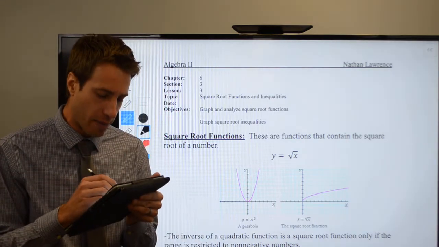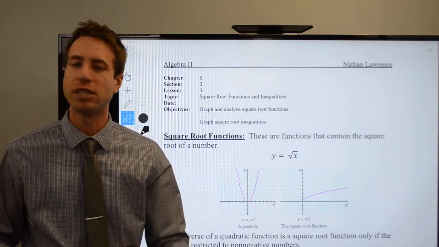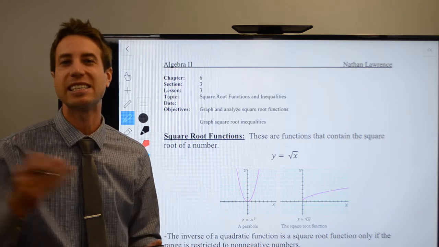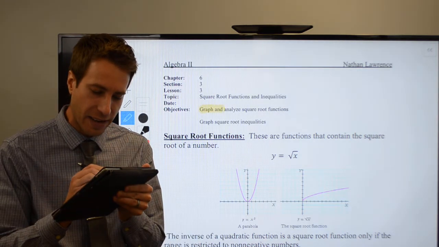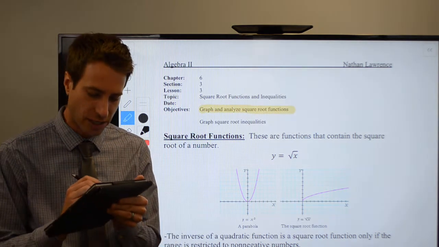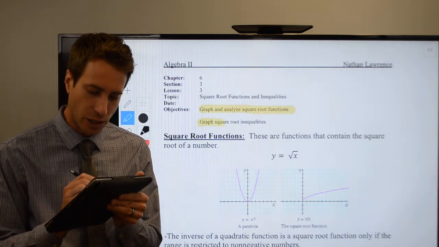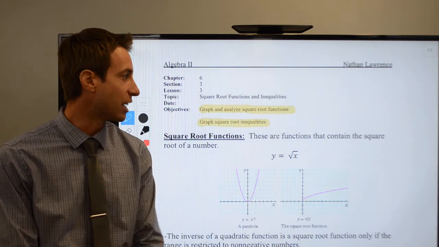The first thing you're going to want to be able to do by the time we get to the end of this set of videos is graph and analyze square root functions. And then the second thing we're going to look at is graphing square root inequalities.